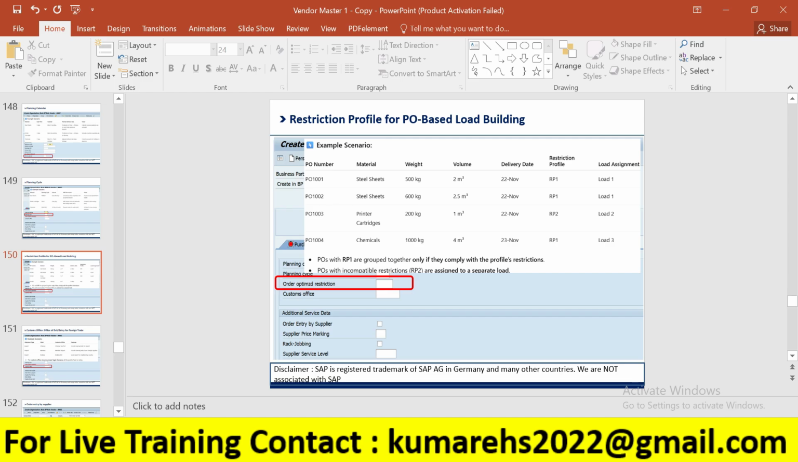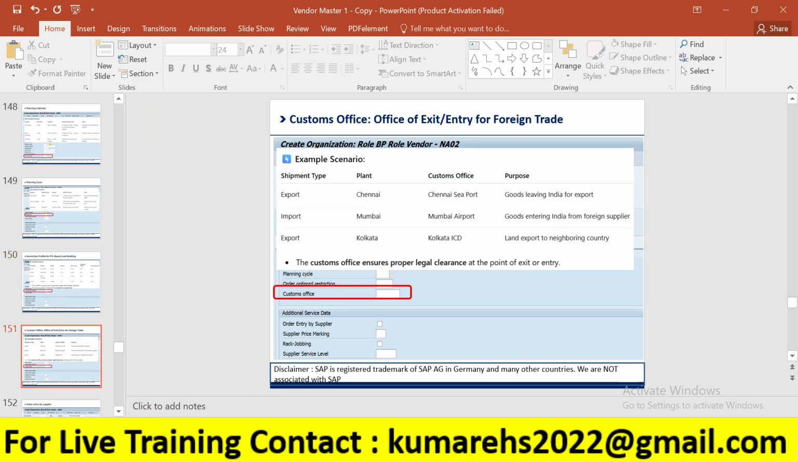So the next field is customs office, office of exit and entry for foreign trade. In SAP it is a field used in SD module and MM module and logistics execution module to define the official customs office through which goods enter or leave a country for foreign trade purpose.